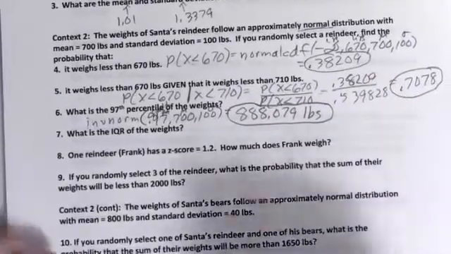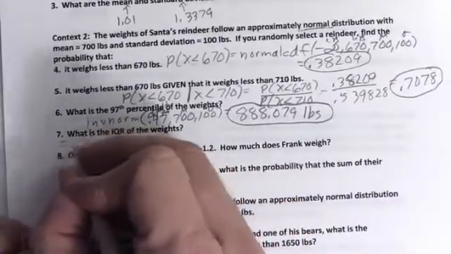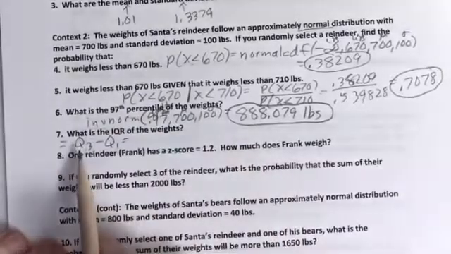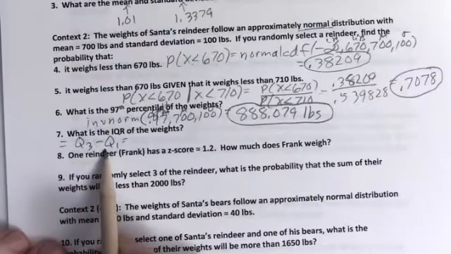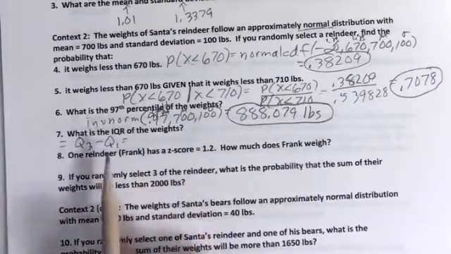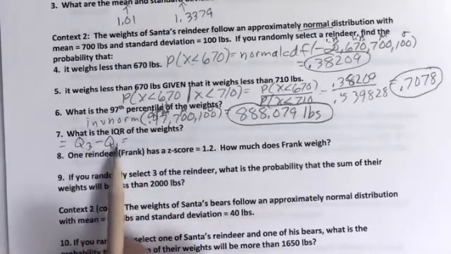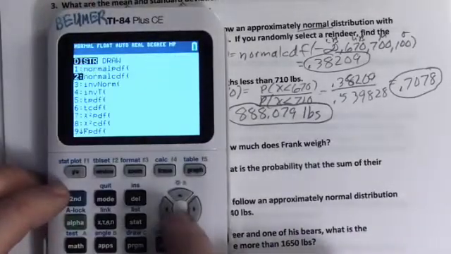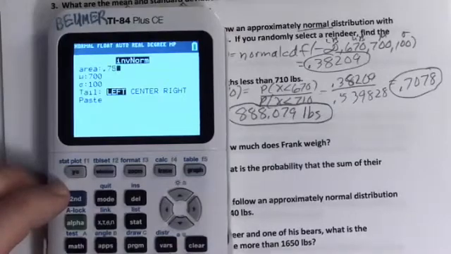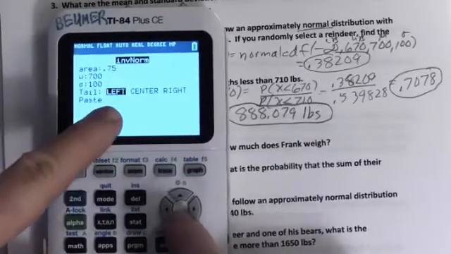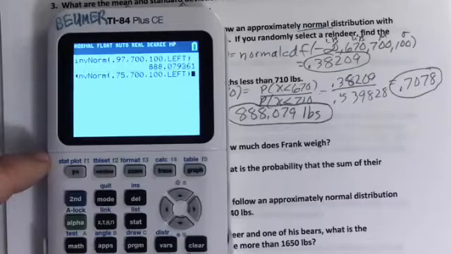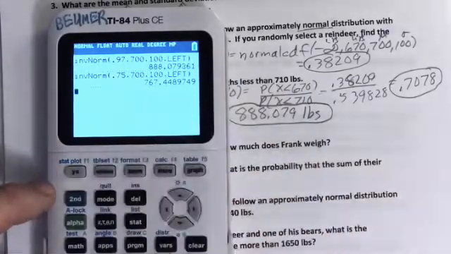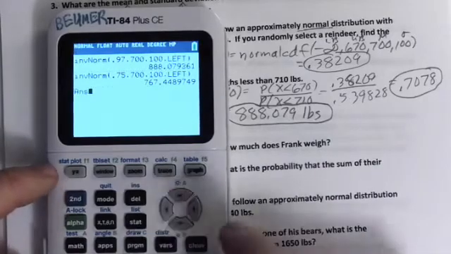Number 7, what is the IQR? Remember the IQR, the interquartile range, is Q3 minus Q1. Q3 is the 75th percentile, Q1 is the 25th percentile. And so it is just inverse norm of 0.75 and inverse norm of 0.25. And so that's what I shall do. And so we'll do inverse norm of 0.75 with that meaning that standard deviation left area. And then we go like that. And so it is 767.45 approximately.